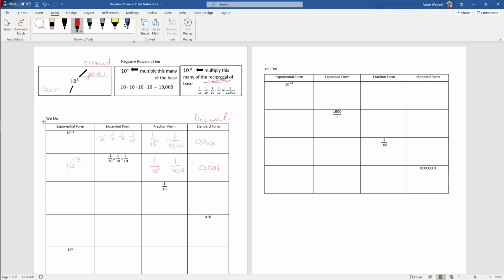So already we can notice a couple different patterns. You can see my exponent is a 4 here, which means I'm going to have 4 10s on the bottom. You'll notice my exponent here is also a 4, and I'll have 4 zeros here and 4 zeros here.